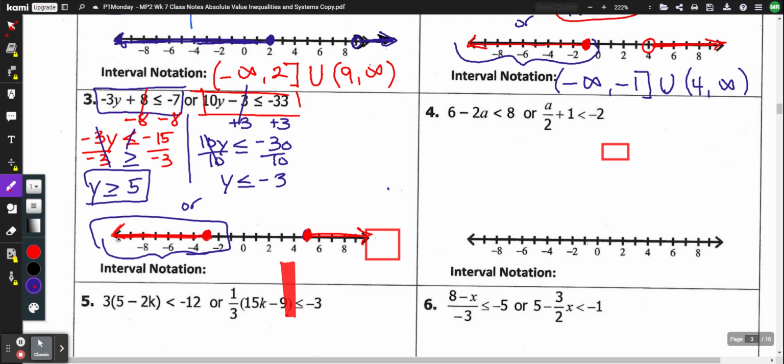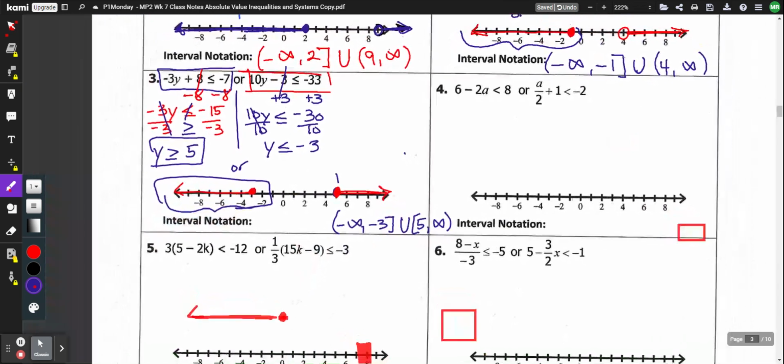So let's look at the inequality to the left. We're going to go from -infinity to -3, bracket, parentheses, union, not a U, union. Then on the other side, we're going to have 5 to infinity. Closed circle, so we do bracket and then parentheses. That's our interval notation. That's it for this section.